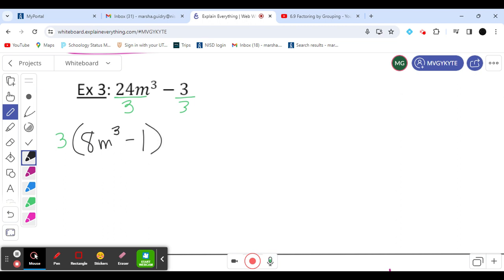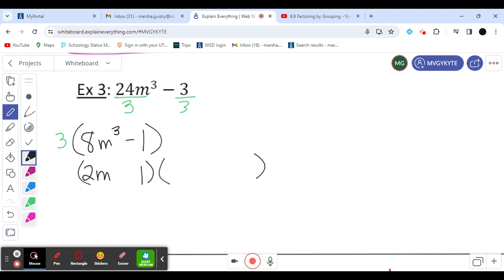If I look at those two values, I recognize, of course, our variable is cubed, but 8 and 1 are at the bottom of our list. Those are both perfect cubes. So how can I factor that? With a binomial and a trinomial. The cube root of 8 is 2. The cube root of m to the third power is just m. And the cube root of 1 is just 1.